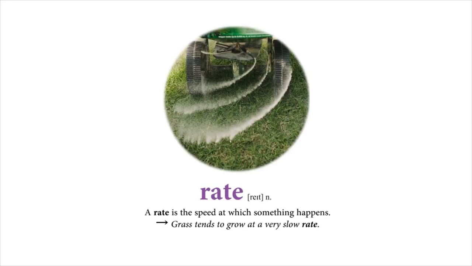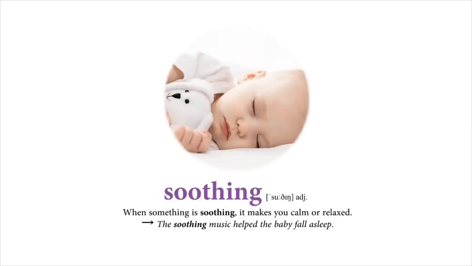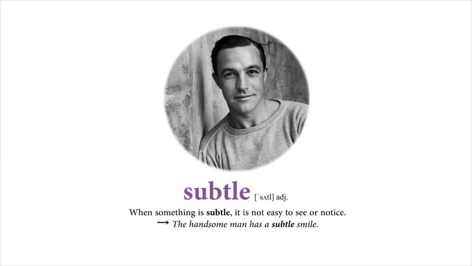Rate. A rate is the speed at which something happens. Grass tends to grow at a very slow rate. Soothing. When something is soothing, it makes you calm or relaxed. The soothing music helped the baby fall asleep. Subtle. When something is subtle, it is not easy to see or notice. The handsome man has a subtle smile.